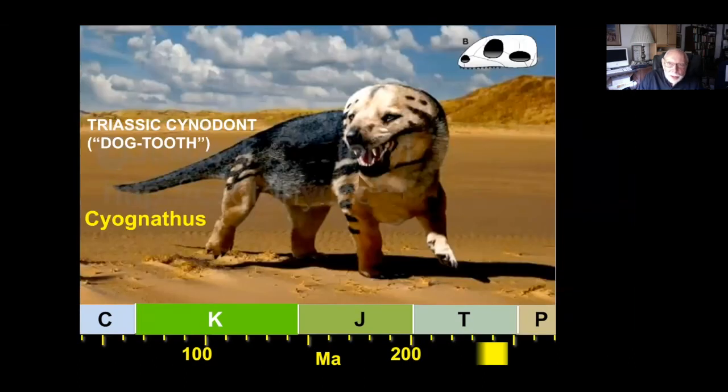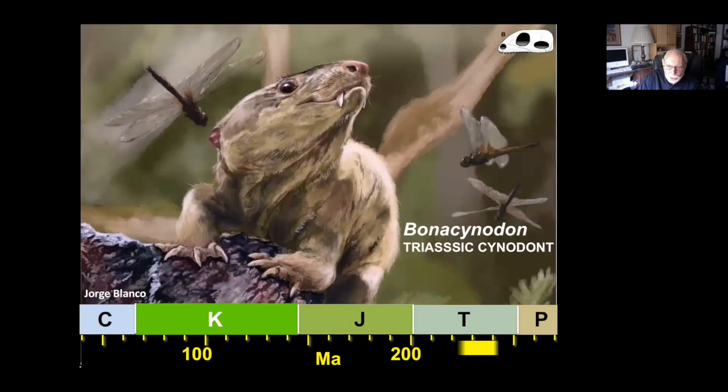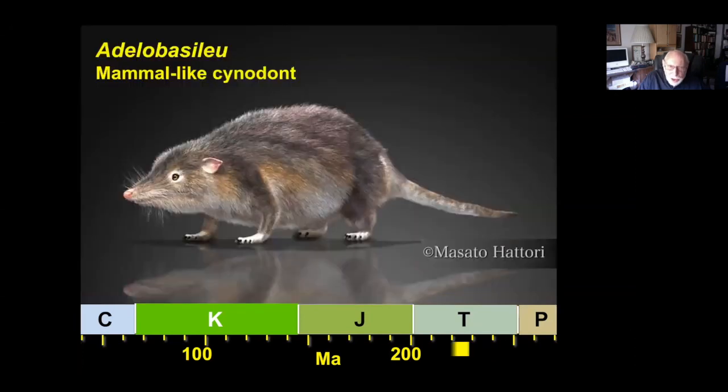On the synapsid side, the single hole in the skull, we had cynodonts, dogtooth, and you notice the two big fangs sticking down from the mouth of this Cygnothes, and that's characteristic of these cynodonts, and they will go on to produce the first mammals by the end of the Triassic. How do we know they were mammals as opposed to reptiles?